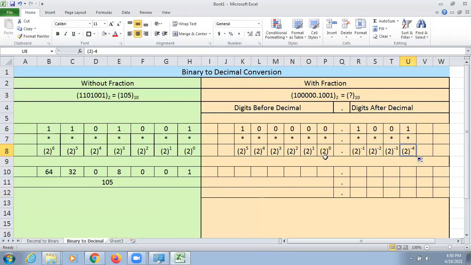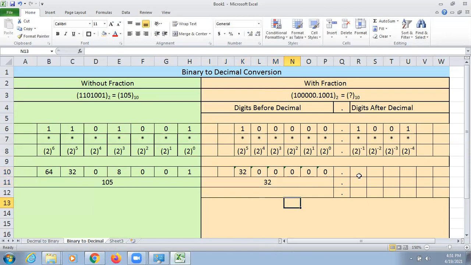Okay, now let's solve this. 2 raised to power 0 is 1, but 1 multiplied by 0 is 0. So all these digits will be 0 only, because we have to multiply every number with 0. Right? Okay, and 2 raised to power 5 is 32. 32 multiplied by 1 is 32 only. So here we can write 32. So the number we are getting before the decimal is 32.